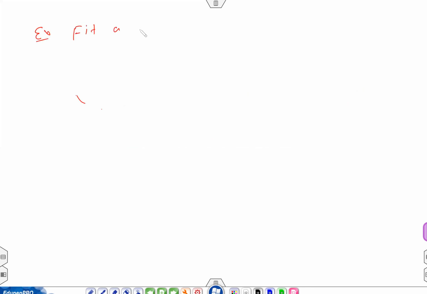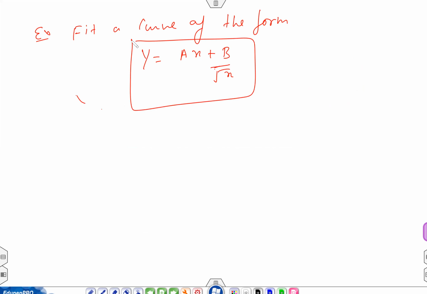Fit a curve of the form y equal to ax plus b upon under root x to the given data. What data is given to you? X is 0.2, 0.3, 0.5, 1 and 2, and y is given as 16, 14, 11, 6, 3. So these data points are given to you. What you have to do is fit a curve of this form.